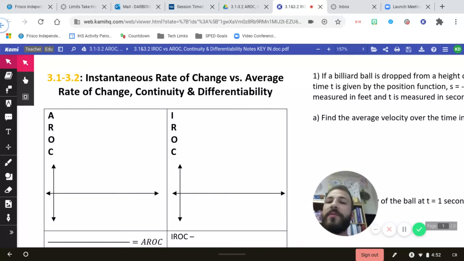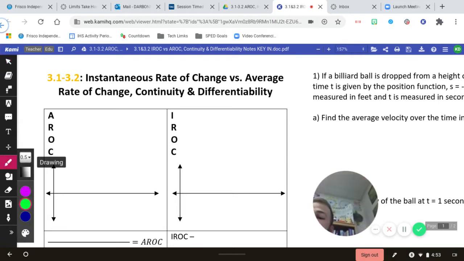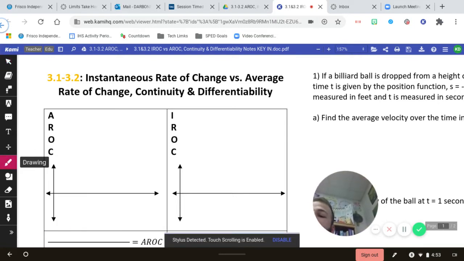All right, y'all. Today we're going to be talking about what we call instantaneous rate of change versus average rate of change. Or for short, IROC and AROC. You're going to hear me say that all the time because this is really an important theme of derivatives, relating these two together.